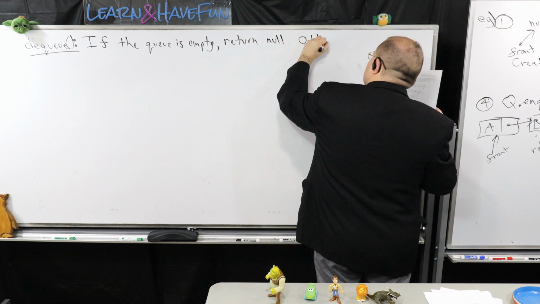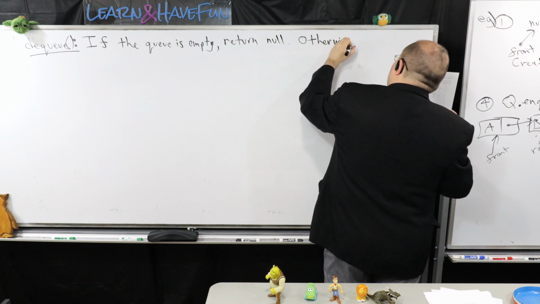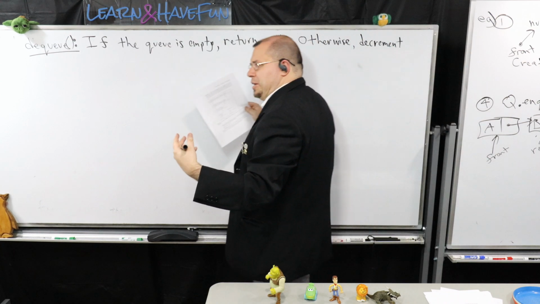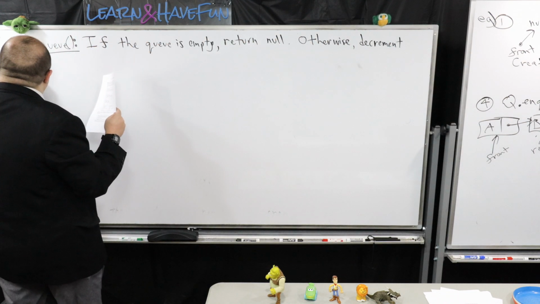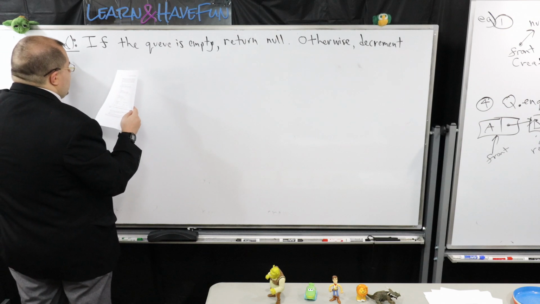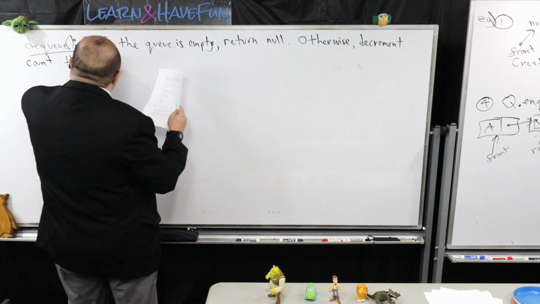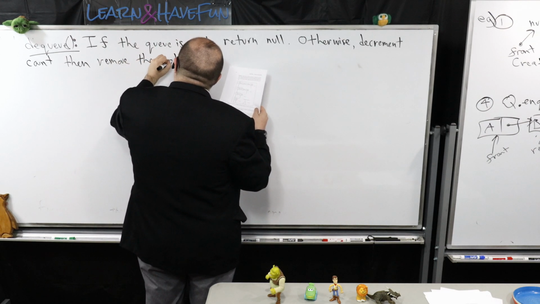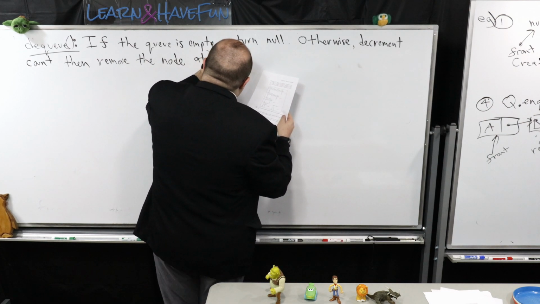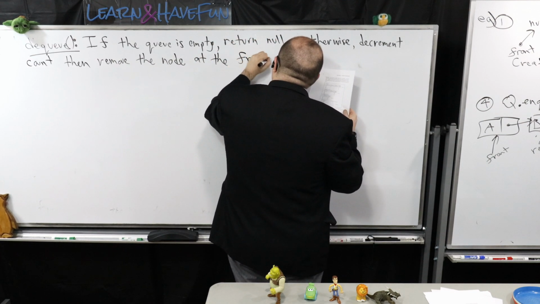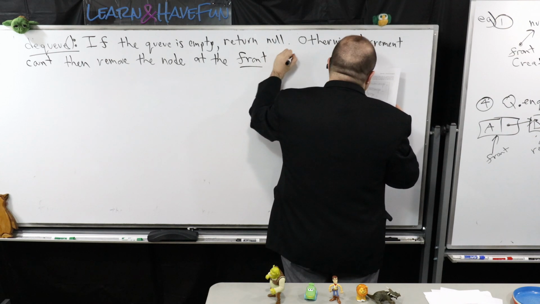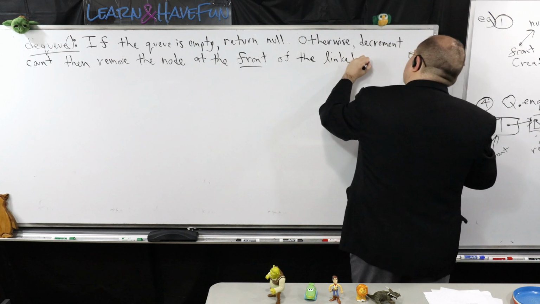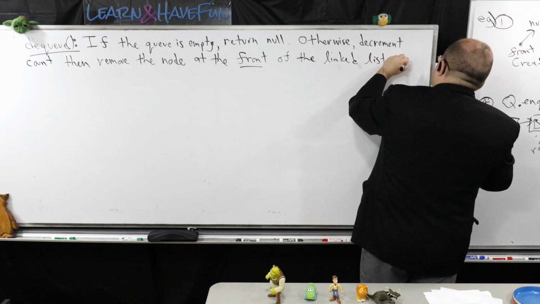Otherwise, decrement count, because we're definitely going to get rid of something now. Decrement count, then remove the node at the front of the linked list, and return its data.